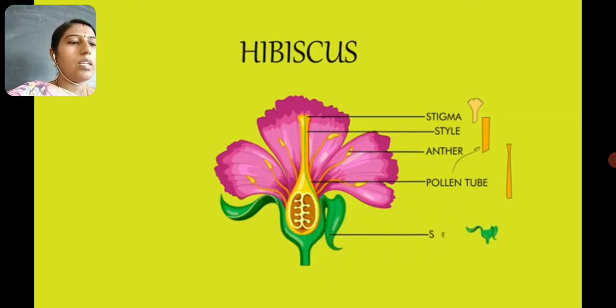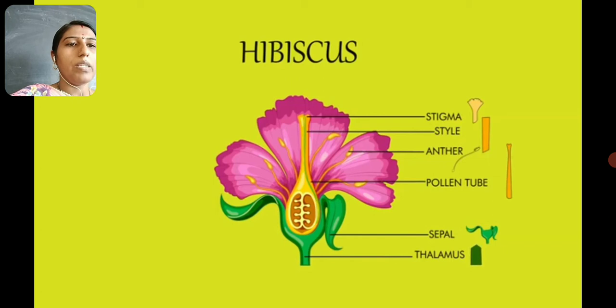And this green colored leaf-like part is known as the sepals, which are green in color. They form the calyx also. And last is the stalk of the flower, that is the thalamus, or you can say pedicel also.